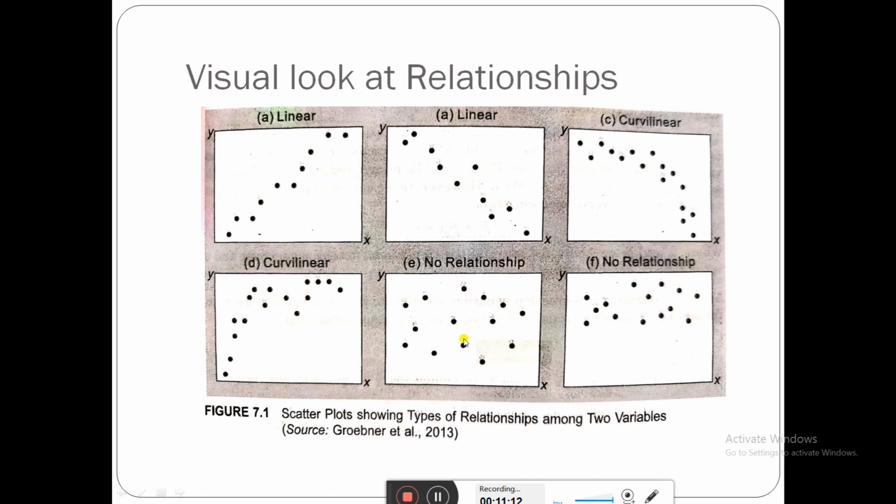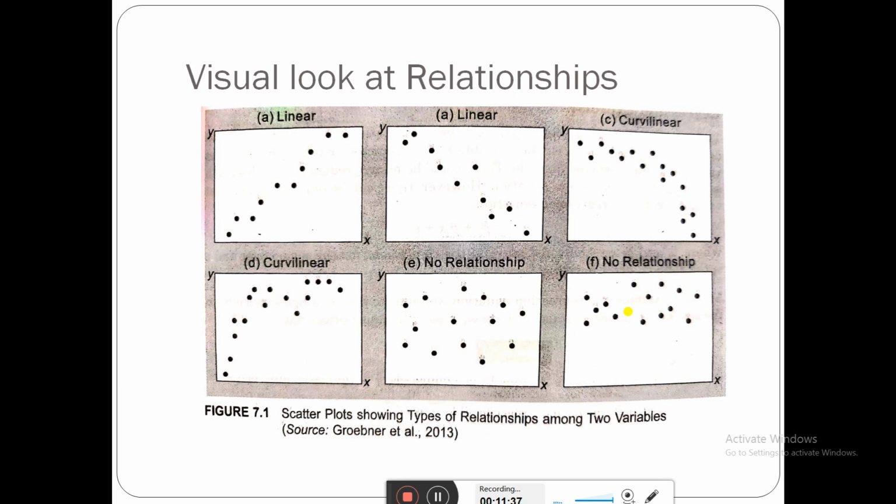Here there is no relationship between x and y. No data points are varying with x or y. All are constant, all are scattered here. So there is no relationship between x and y. These two do not show any relationship between the variables. This is about the visual look at the relationship.